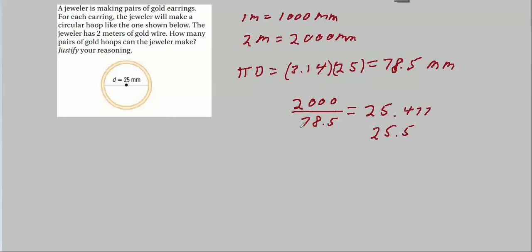When I perform this division, I get 25.4777, a whole bunch of stuff. Nearest tenth, 25.5. However, how many pairs of gold hoops can the jeweler make?